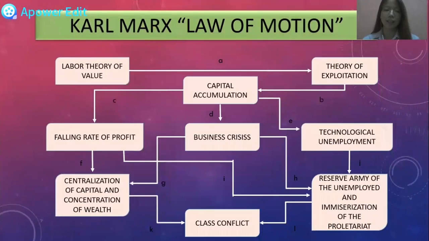Next, this is the figure for Karl Marx's law of motion. According to Marx, because labor is the source of all value, surplus value and profits arise through exploitation of the worker at arrow A. Competition among capitalists results in capital accumulation at arrow B, which causes a falling rate of profit, business crisis, and technological unemployment at arrows C, D, and E. These outcomes produce centralization of capital and concentration of wealth at arrows F and G, as well as rising unemployment and poverty at arrows H, I, and J. This polarization of capitalists and workers leads to class conflict and the overthrow of capitalism at arrows K and L.